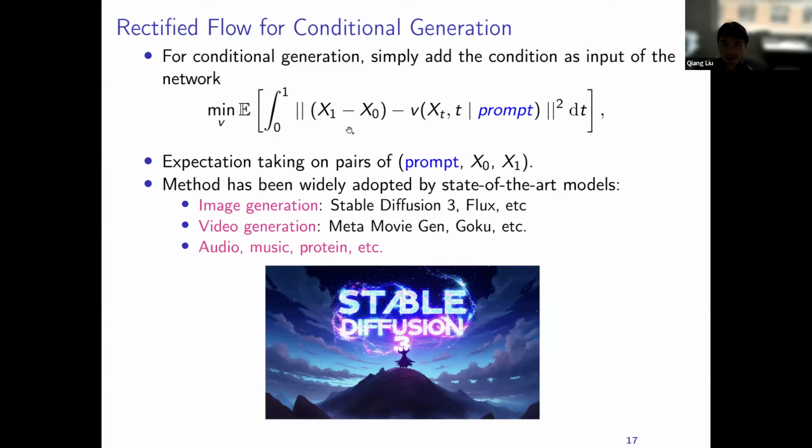The same thing holds if you just add a condition to the neural network, and every time you collect the pairs of prompt, noise and data, and do the linear interpolation as before, and the same procedure holds. It turns out this simple procedure has been really useful for generative models, and people have been studying this method for image generation, video generation, and lots of other domains.